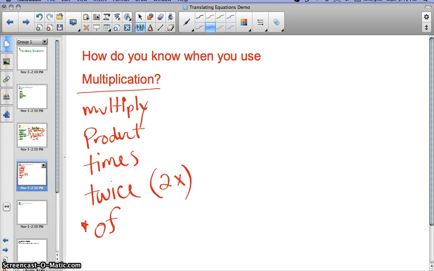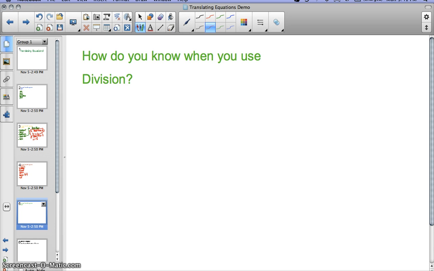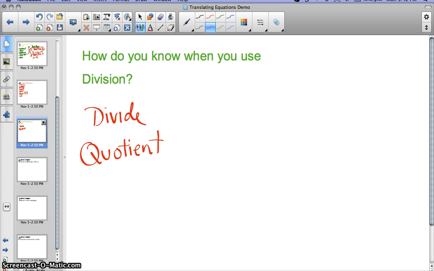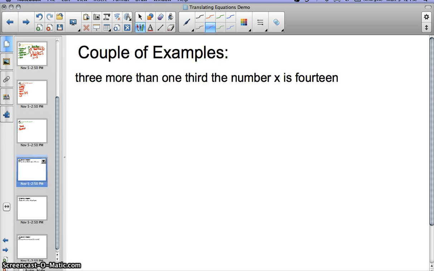All right? And last but not least, division. Well, there's only a couple here. Divide and quotient. And a quotient is simply the answer to a division problem. So that's why it's up there. So make sure you keep these words. When you're doing the problems out, you look at these words and say, okay, what operation am I looking at? All right, so let's try a couple problems just to see how we do.